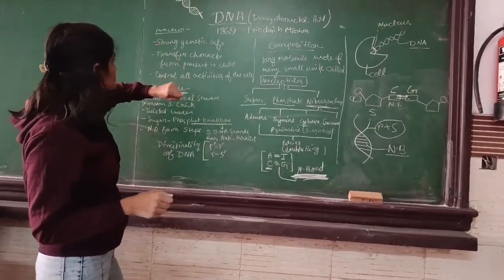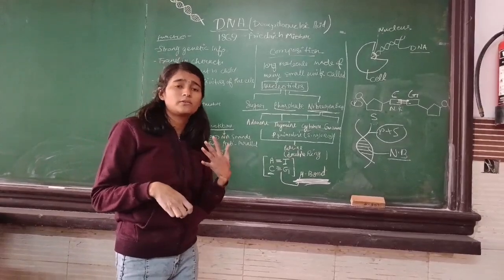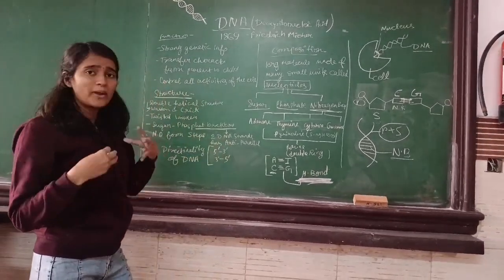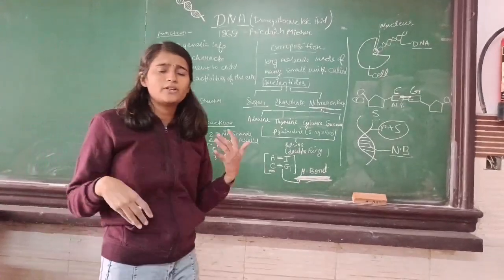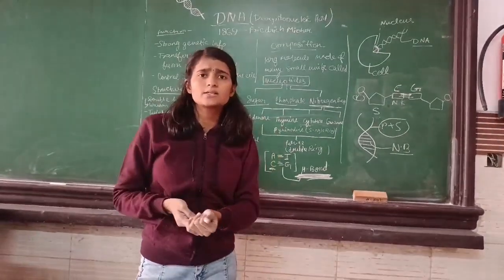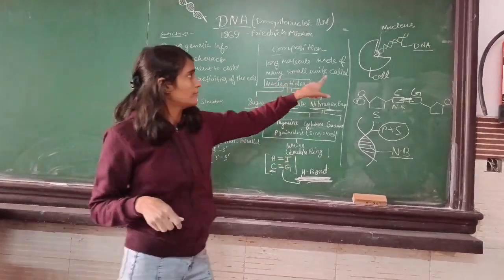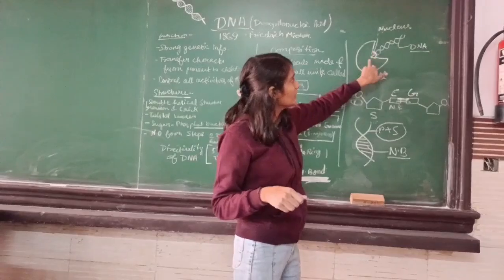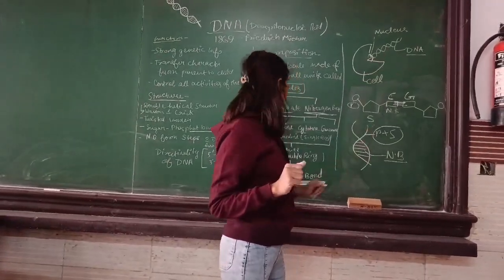And let's talk about the function of DNA. DNA carries strong genetic information which is transferred from parents to offspring or children, and it controls all activities of the cell, like in nerve cells, muscle cells, and blood cells. In all cells we have DNA. Cells have a nucleus, and the nucleus has DNA.